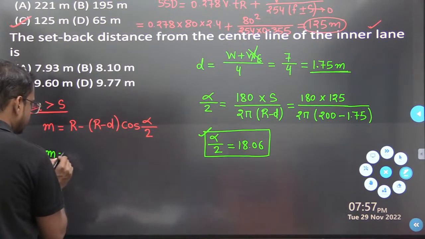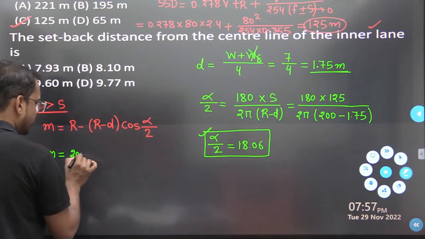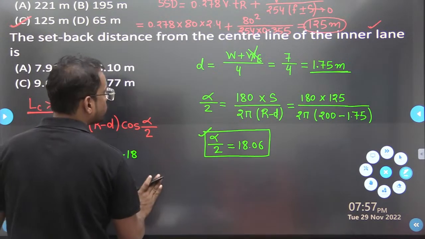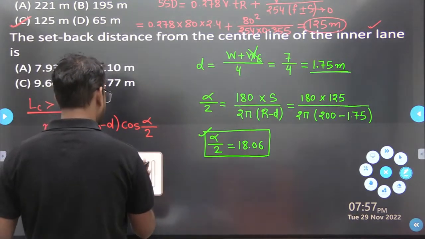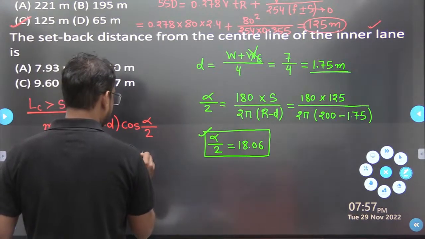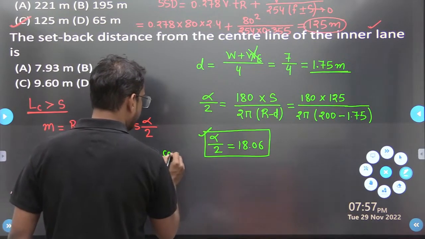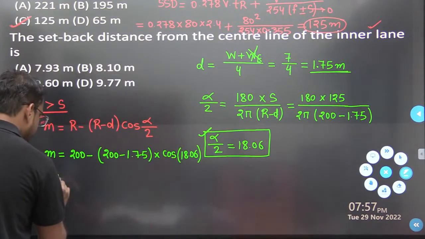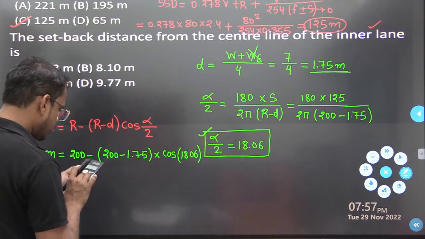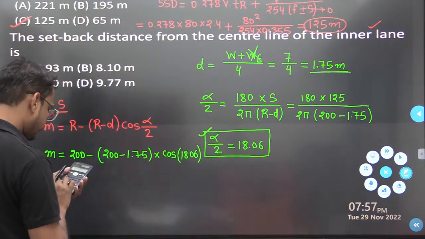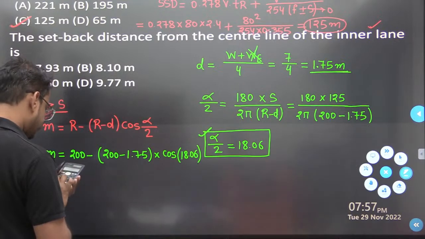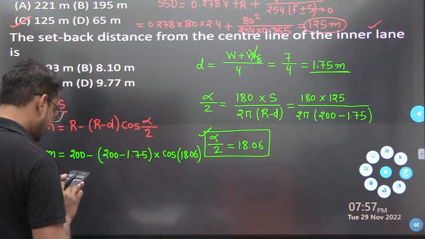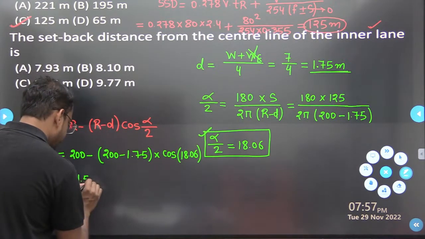Now you put the value here. So setback distance becomes equal to R, that means 200 minus d, that means 1.75. The value of d is 1.75 multiplied by cos alpha by 2, that means cos 18.06. My dear friend, if I am interested to calculate setback distance, what is the value? So the value is cos 18.06 multiplied by 200 minus 1.75. 200 minus answer, so the value is 11.51 meter.